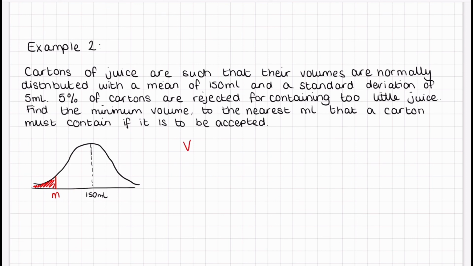So in annotation, I'm going to use V for volume. In a normal distribution, our mean is 150 and our standard deviation is 5 millilitres. Use your calculator as I showed you in the example before. Now we wanted to find the probability where the volume is less than this value of M, which would be equal to 0.05 or 5%. Use your inverse normal on the calculator and then you will find that M is equal to 142. So it'd be 142 millilitres, anything less than that would be rejected.